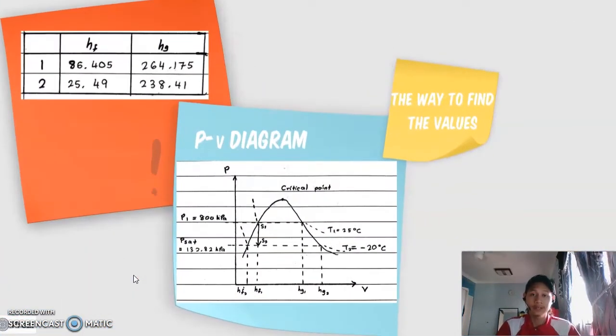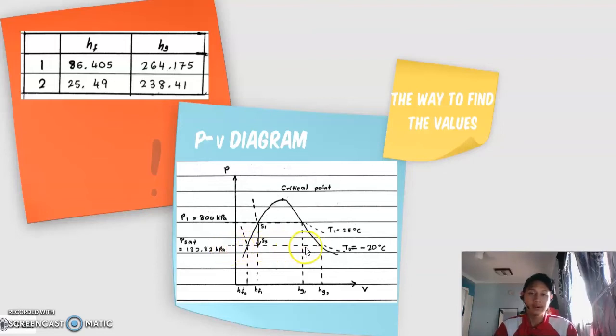For the second step, we must sketch the PV diagram. So this is my PV diagram that I had sketched. Firstly, we must sketch the PV diagram and the saturated line. This is the saturated line. Next, we must sketch the line for the initial state. So for the initial state, P1 is equal to 800 kilopascal. So this is the line for the initial state, and the initial temperature T1 is equal to 25 degrees Celsius. Next, we must sketch a line for the final state.